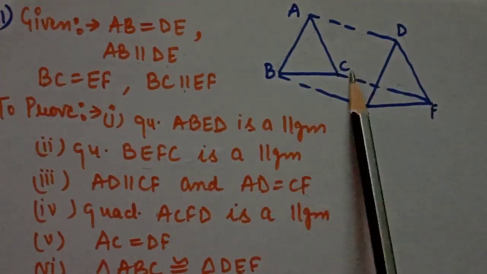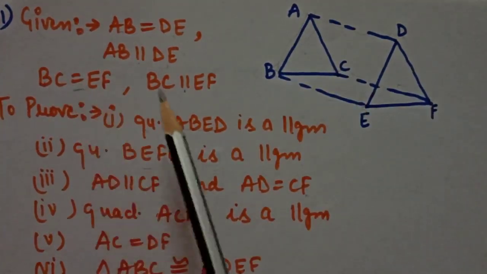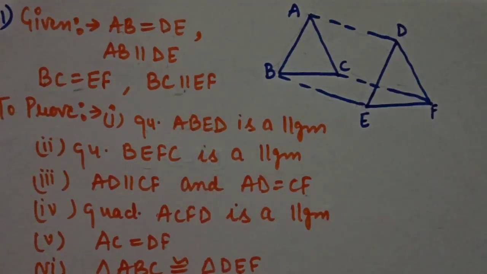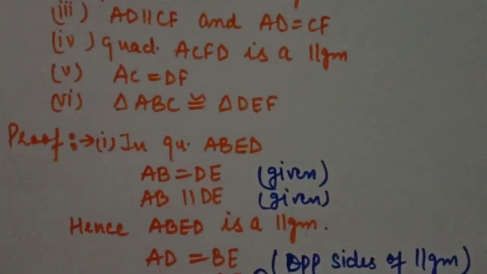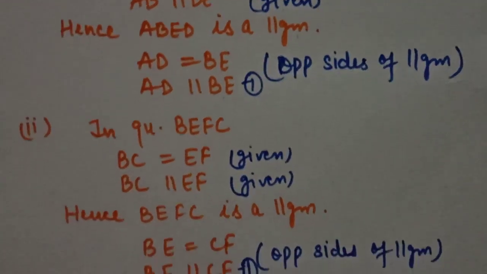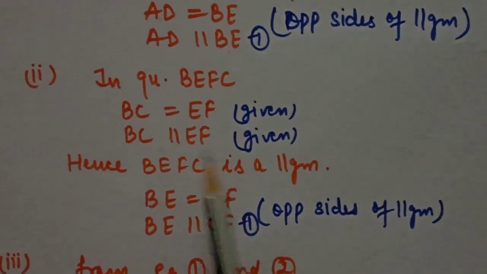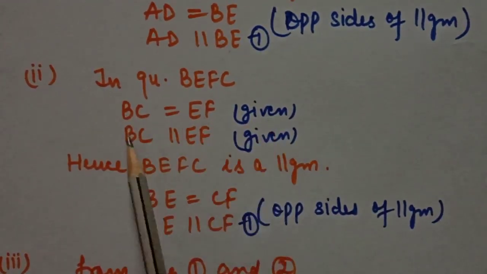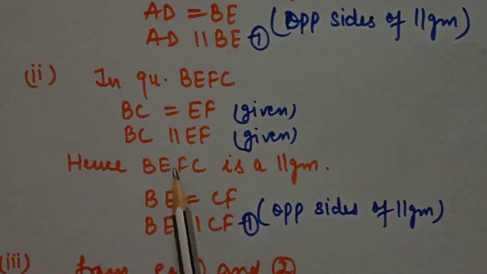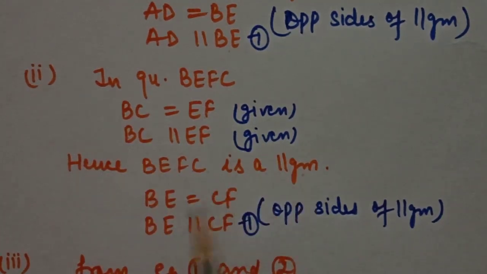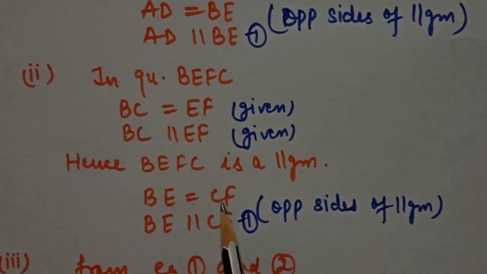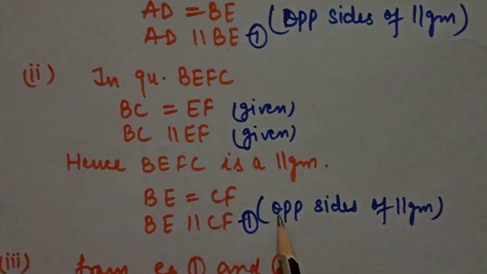Similarly, in the second part, quadrilateral BEFC. In this quadrilateral, BC is equal to EF and BC is parallel to EF is already given. So students, in the second part, BC is equal to EF given, BC is parallel to EF given, hence BEFC is a parallelogram. BE is equal to CF because opposite sides of a parallelogram are equal as well as parallel, because now BEFC is a parallelogram.